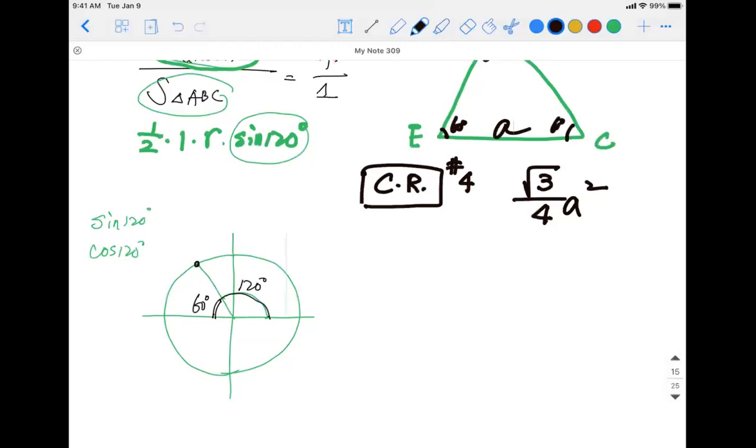So if that's the case, who can tell me what is my x coordinate? What is my y coordinate? If this is a unit circle, so this part is 1. Who can tell me what my x-axis is? What is my y-axis?